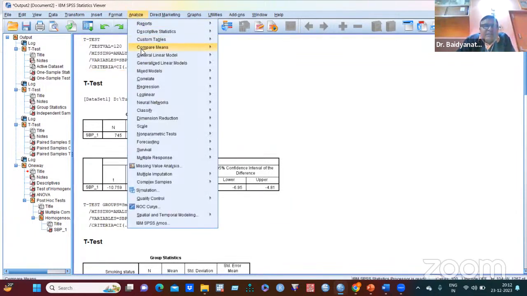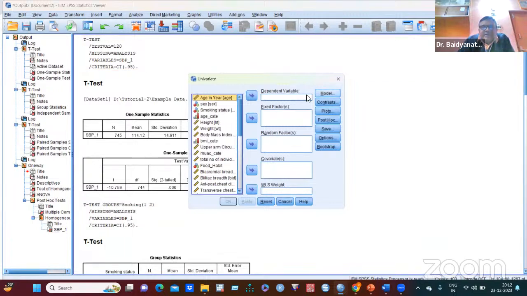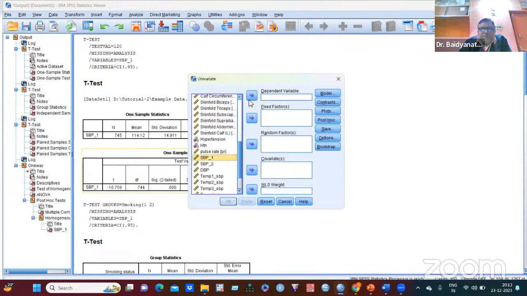Analyze, general linear model, univariate analysis. Put the dependent variable here, systolic blood pressure. And here are so many boxes. If you have a categorical variable, we put it in the fixed factor box, and the others are not required for the two-way ANOVA. So we put the categorical variables in fixed factor.